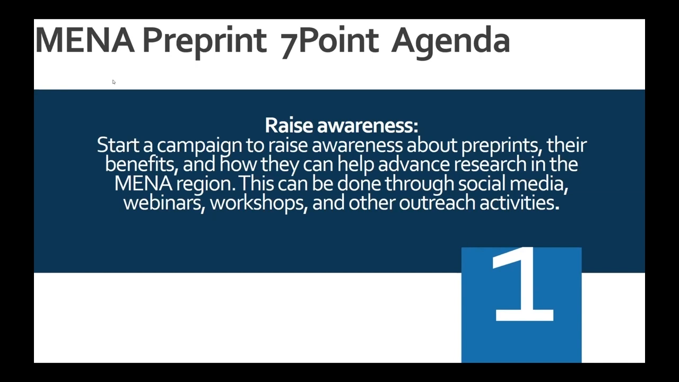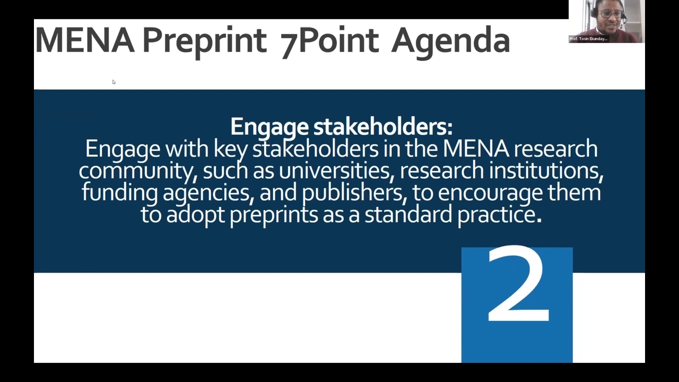Okay. So number one, we need to raise awareness in our universities, in our circles, in our community, and stop blaming technology. Number two, we need to engage stakeholders. We're doing that right now. We need to do more of this. I can tell you for sure, there are researchers who have never heard of preprint, and that's pretty strange.